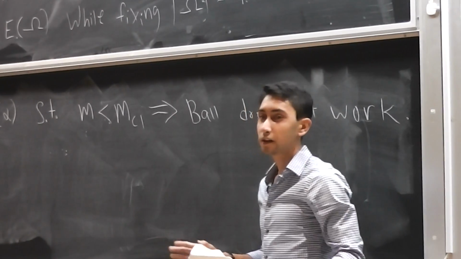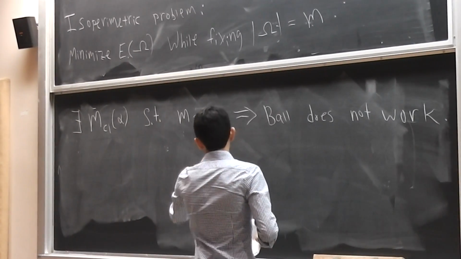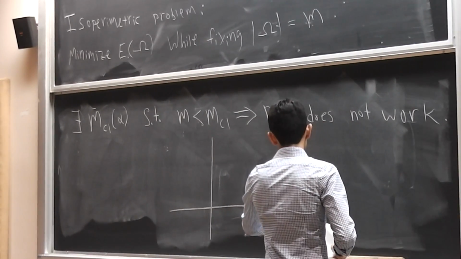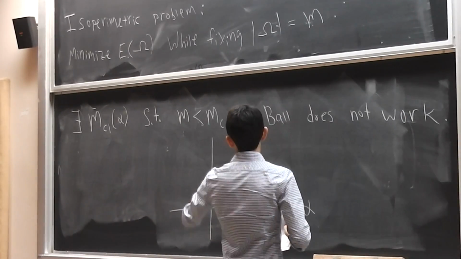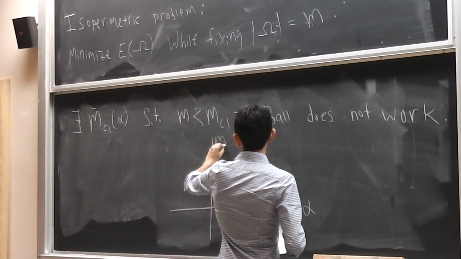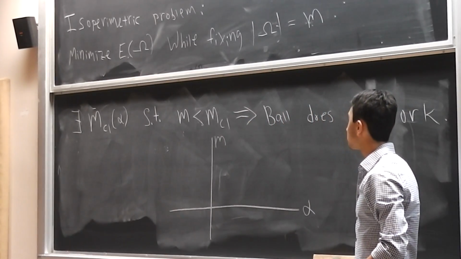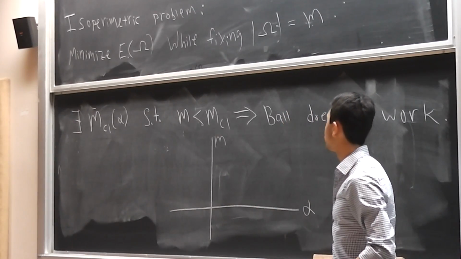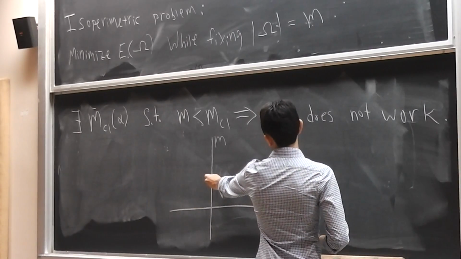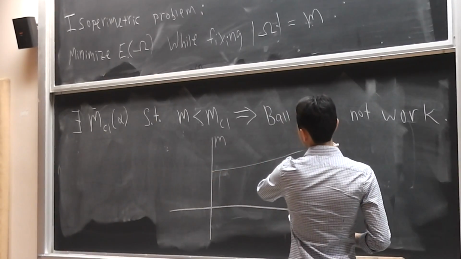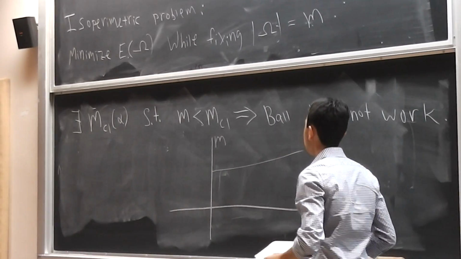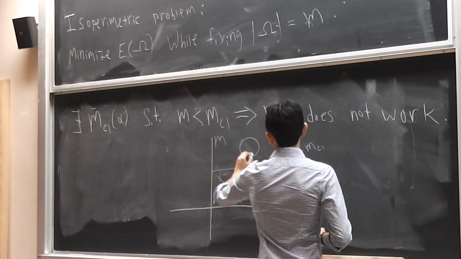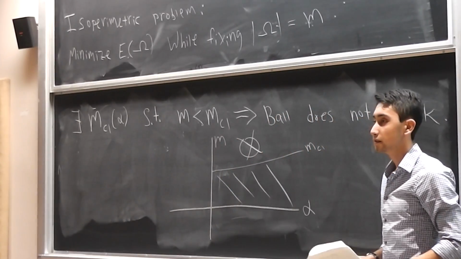So that already gives us a little idea of what the solutions to this problem look like in parameter space. The two parameters here again are alpha, the exponent in the integral of the energy, and m, which is just the area of the set. For each alpha and m, we have a different isoperimetric problem. So that tells us that there's some curve MC1, so that above this, you can't have a ball. That's the solution to this problem.